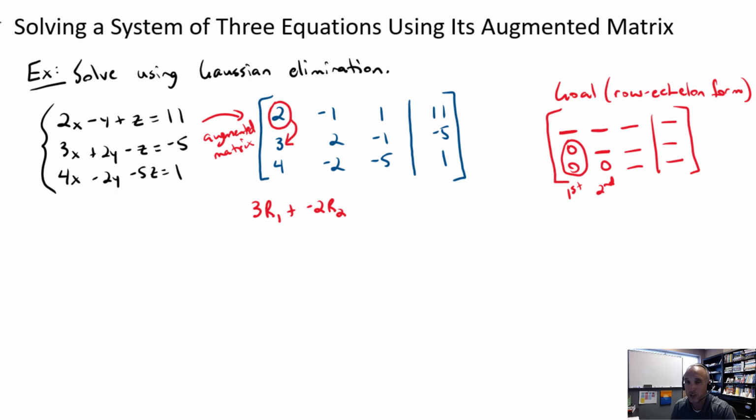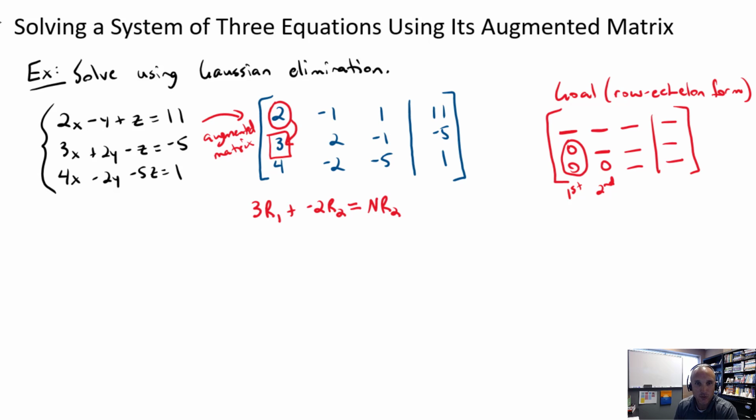Okay, so if I do that, that's going to eliminate the 3 here. And I want to replace this guy with the result. So this is going to give me a new row 2. This is what we call a row operation. You can multiply rows by a number, you can add the rows together, and we're doing both multiplication and addition of rows. And so let's look at what that appears to be.